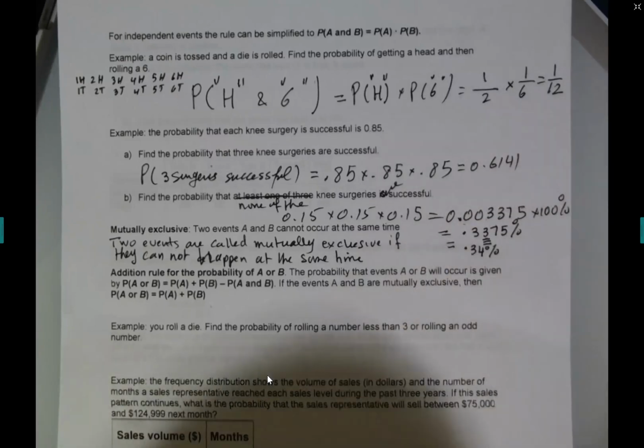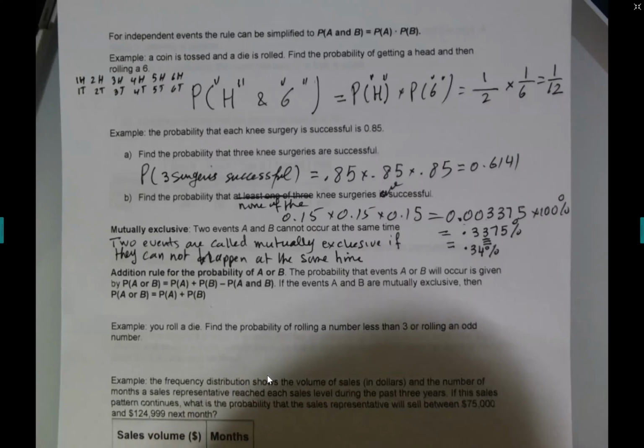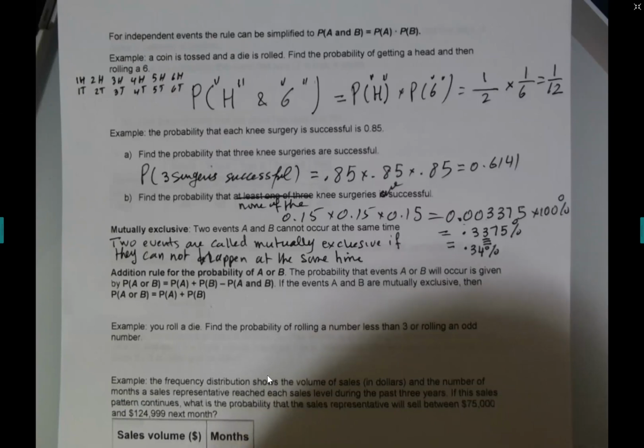Here is a third example. Selecting a student with blood type A+, and selecting a student who is female. That's not mutually exclusive, because it is possible to find a female student whose blood type is A+. So if you can find the two events happening together, guys, then they're not mutually exclusive. If they cannot happen together, then they are mutually exclusive.